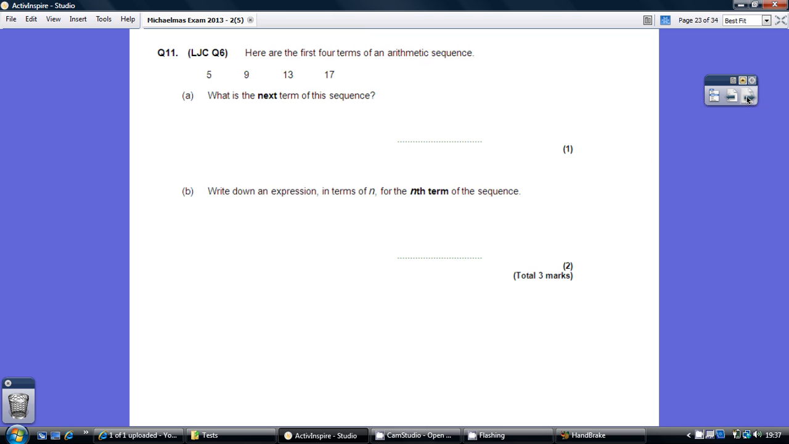Question 11. Question 11 solution. So we're just going up in 4s. Put in these loops and you can see you're going up in 4s, so the next term is 4 more than 17, which is 21.